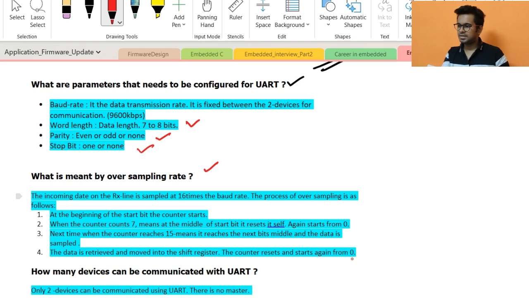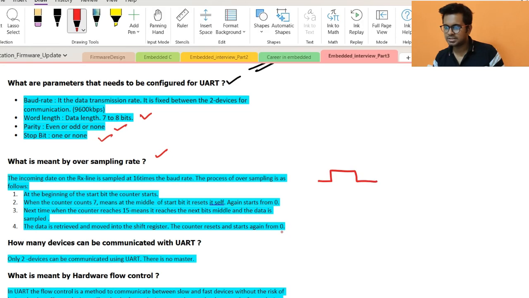The incoming data on the RX line are sampled at 16 times the baud rate, or whatever sampling time you are setting. The process of oversampling is as follows. So you just read whatever definition I have given. I will just explain what happens in it. So let's suppose you start a communication. There is a start bit, and then the data starts coming. Okay, some data is coming like this.